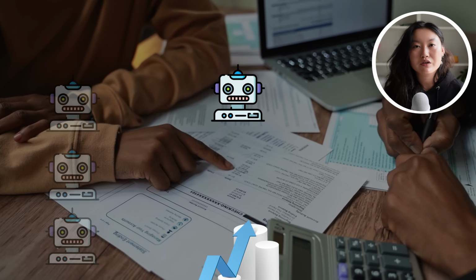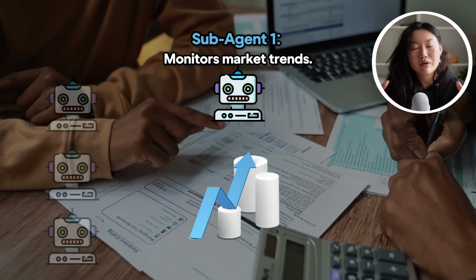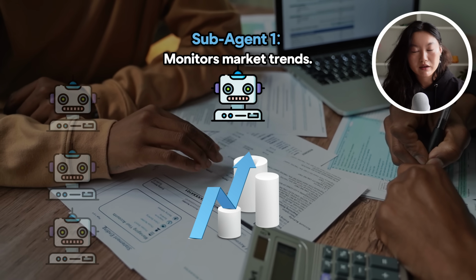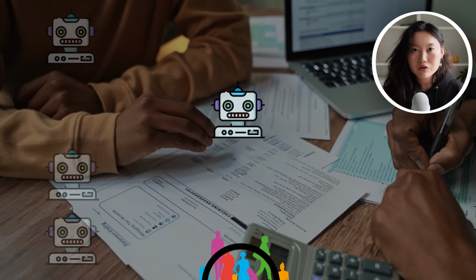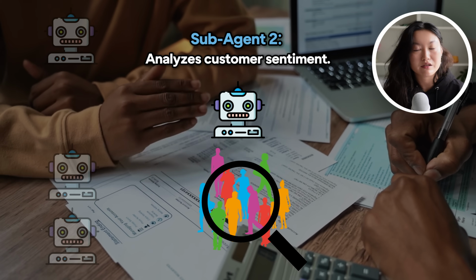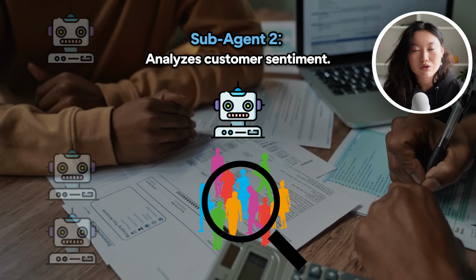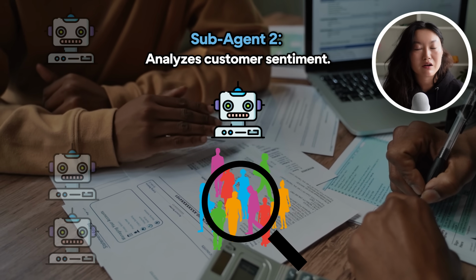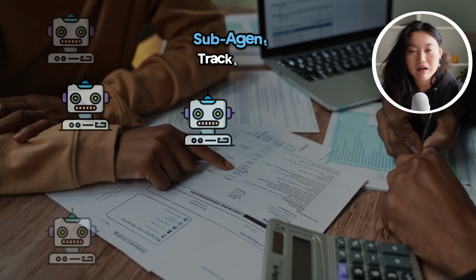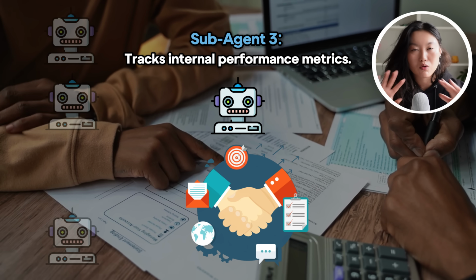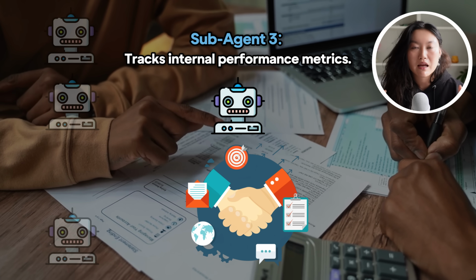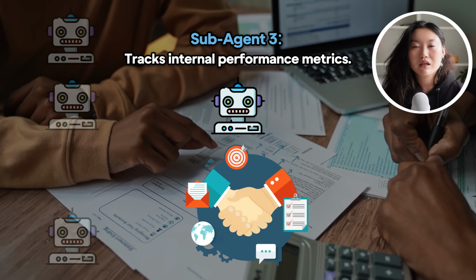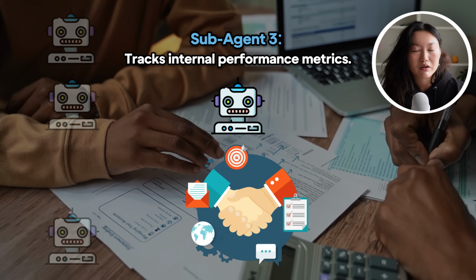Sub-agent 1 monitors and reports back market trends, and it would have specialized tools for looking into these markets. Sub-agent 2 could be monitoring internal customer sentiment, so it has access to the internal databases to see what kind of feedback customers are giving. While sub-agent 3 tracks internal metrics across the company, so it's understanding how this specific product is interplaying with other products within the company.